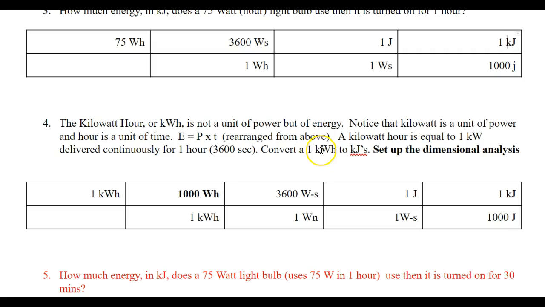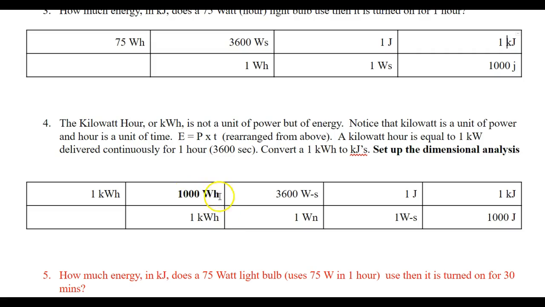So I want you to convert kilowatt hours to kilojoules. So again, I want to get rid of kilowatt hours. So how do you cancel that out? Well, I can change it into the watt hour. So kilo means 1,000. So there are 1,000. This is 1 kilowatt hour.